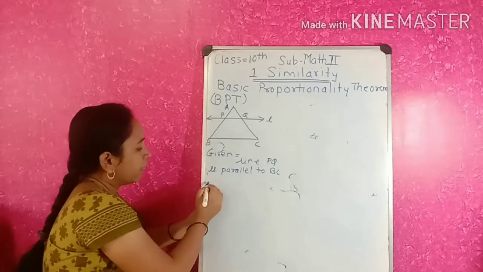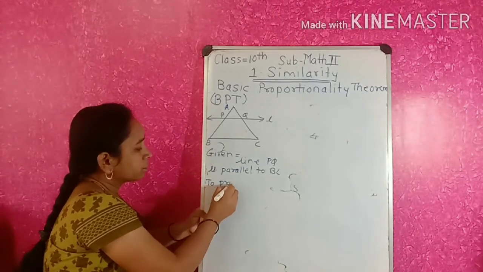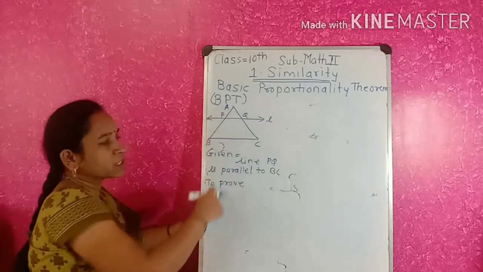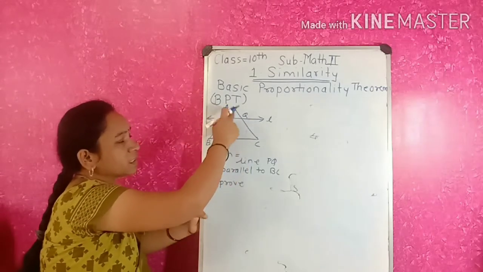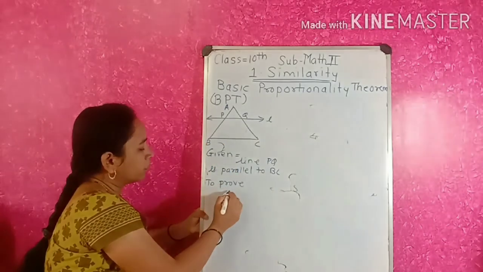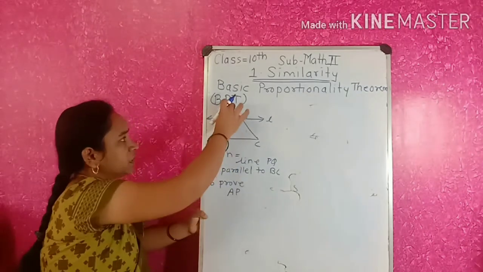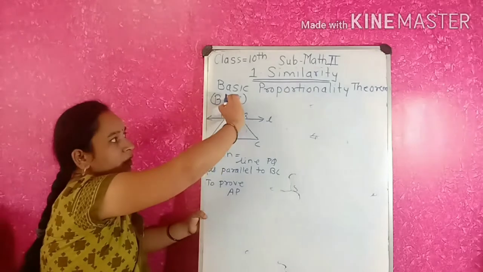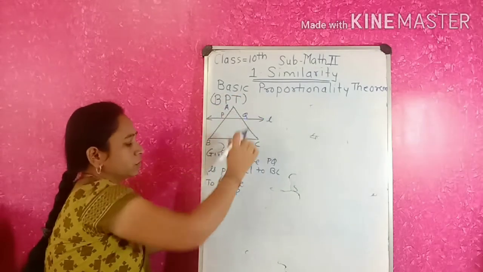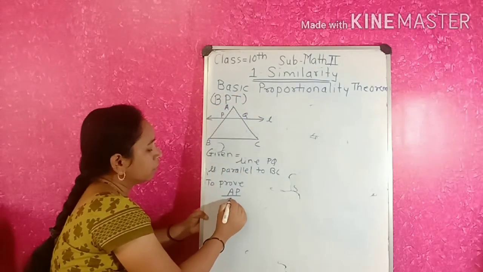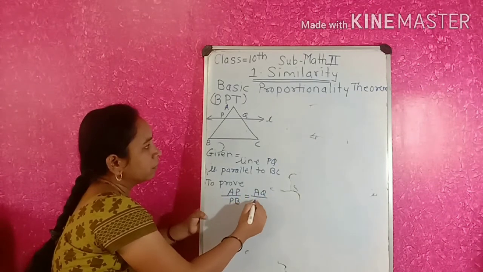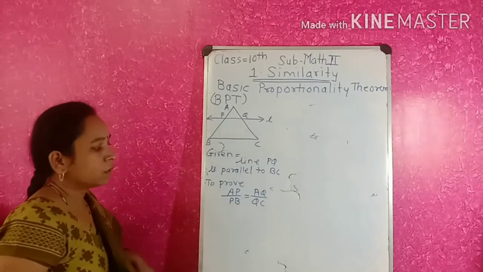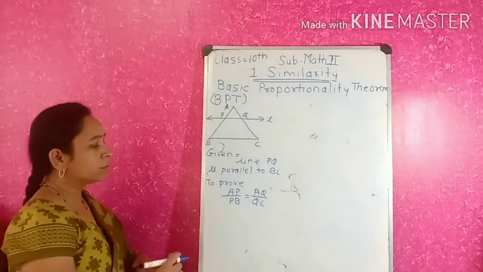So here they have said to prove that this line parallel to the third side divides the sides in proportion. Means here we have to prove that AP upon PB is equal to AQ upon QC. So AP upon PB is equal to AQ upon QC. These things we have to prove.